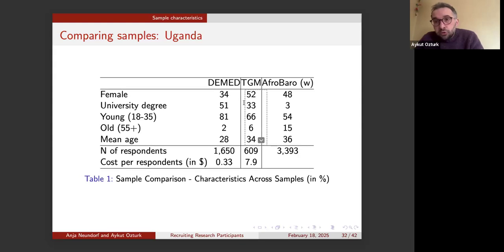On the other hand, there's also a huge cost difference. So this is the broader picture. These are things that you need to consider when you try to decide whether you will work with online samples or a commercial panel company. I think they can serve different purposes in this regard.